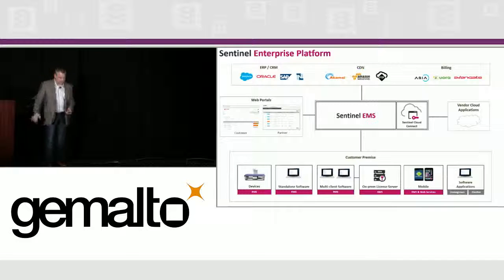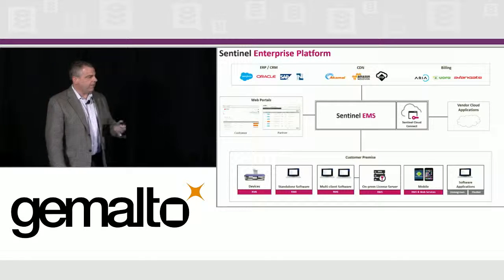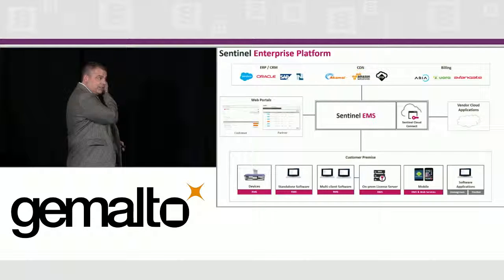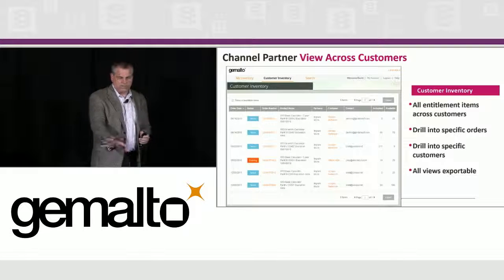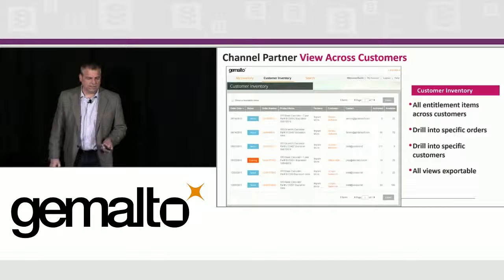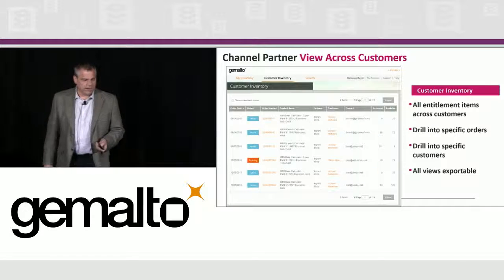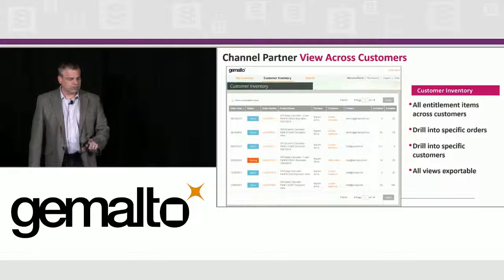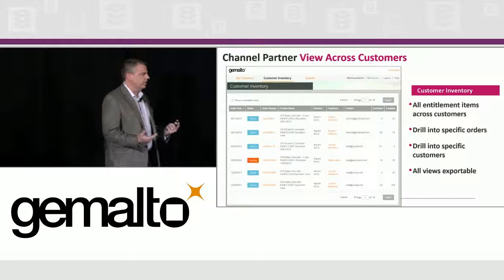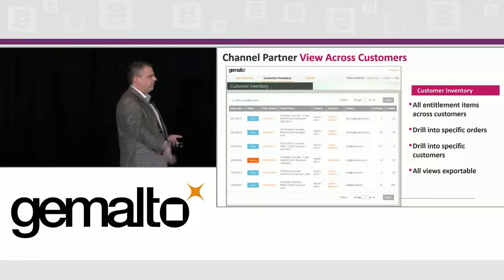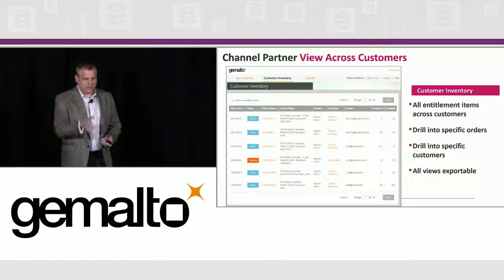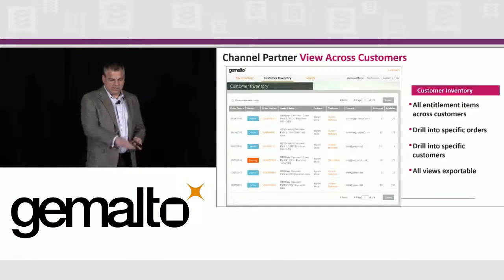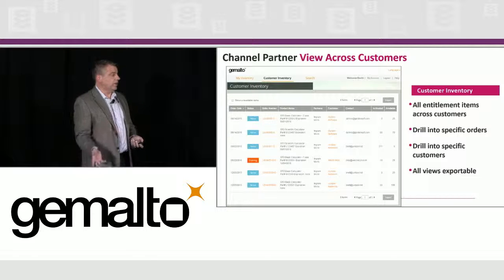All right, so that's where we are, and that offering should be done in just a few weeks. I took a few screenshots just to highlight some of the things that I think are pretty good. So this is a customer inventory. If I'm a channel partner, and John, if I'm a field technician, let's say for Johnson Controls, I want to view, I log into the portal, I can see an entitlement view across my customers.